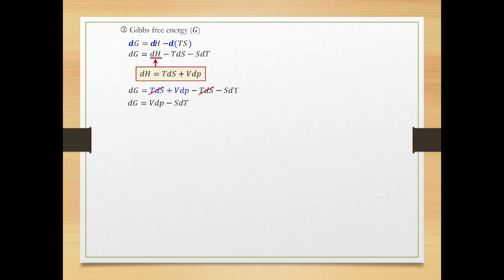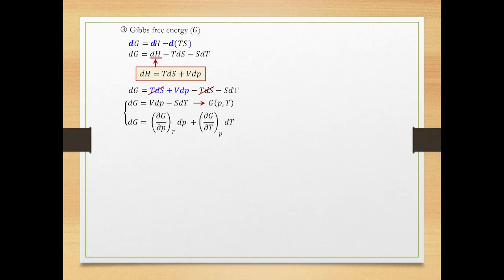Take note of dP and dT in the equation. This implies that Gibbs free energy is a function of pressure and temperature. Now, pause the video and write the total differential of the Gibbs free energy that has variables of pressure and temperature. It should be written like this.